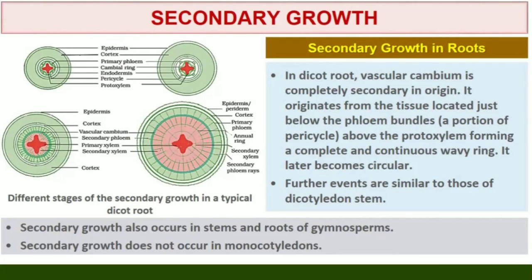Lastly, secondary growth in roots. In the dicot root, the vascular cambium is completely secondary in origin. It originates from the tissue located just below the phloem bundles, a portion of pericycle tissue above the protoxylem, forming a complete and continuous wavy ring, which later becomes circular. Further events are similar to those already described above for a dicotyledon stem.